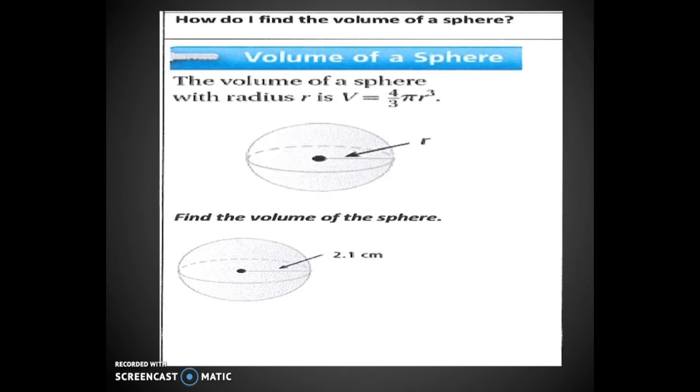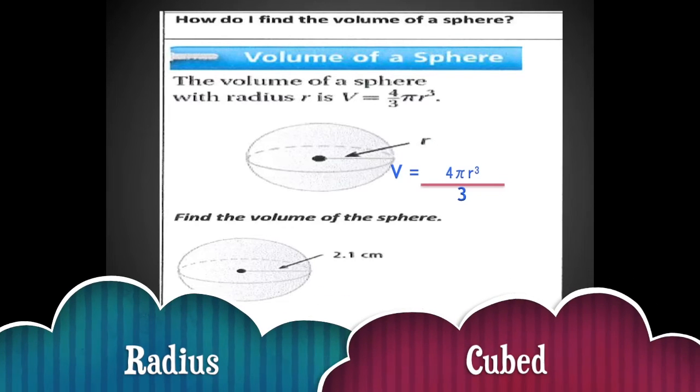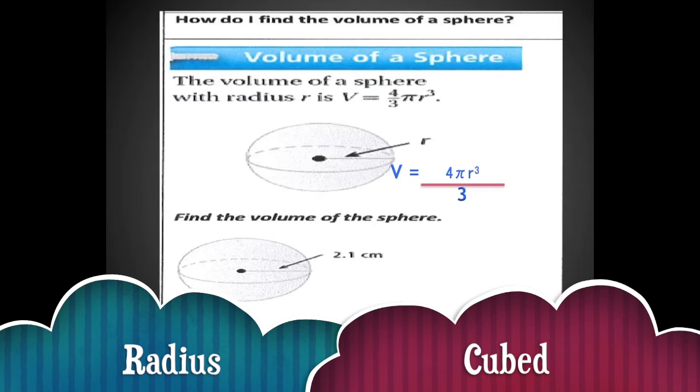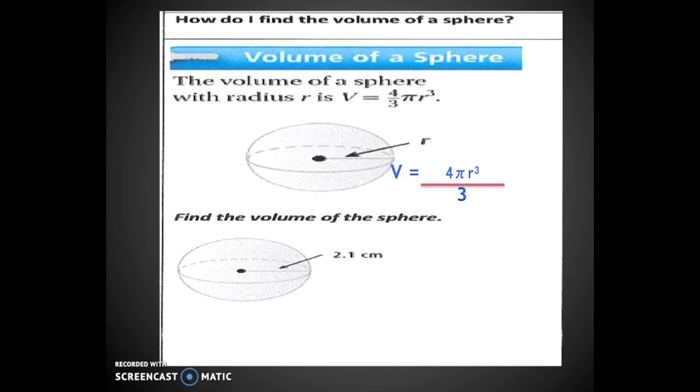Lastly, we are going to find the volume of a sphere. The first thing you want to write down is your formula. The formula for a sphere is 4 times pi times your radius cubed divided by 3. You notice my radius is now cubed and not squared, so be careful. So now all we have to do is plug in the information.